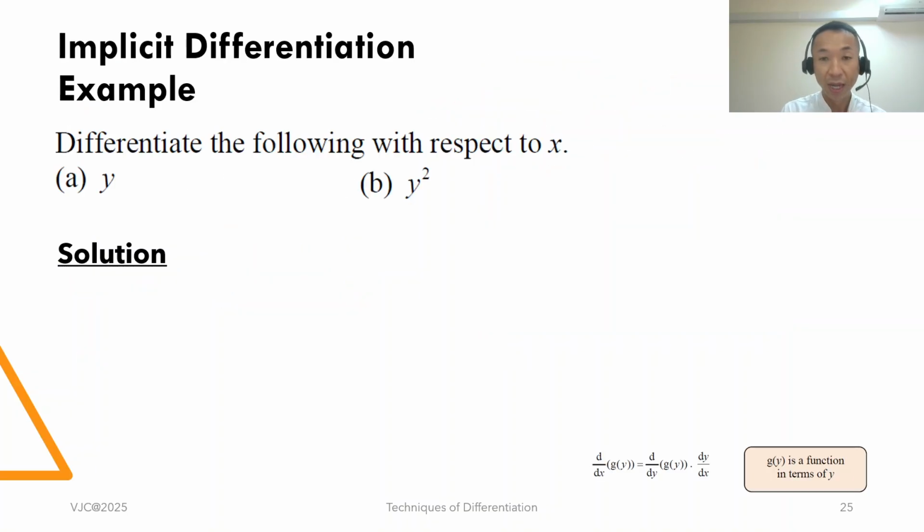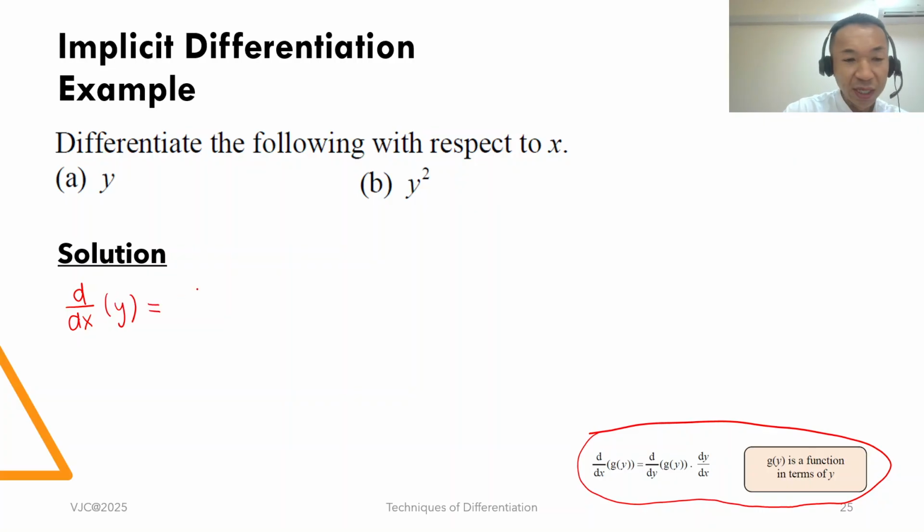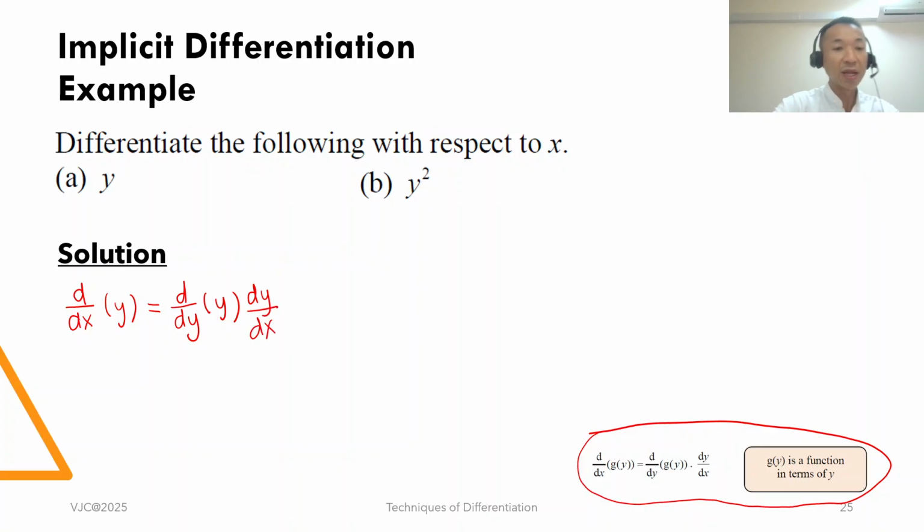If you look at the next example here, there are 4 parts to it, A, B, C, D. Let's solve A and B, which are the easier parts. Bearing in mind this, I'm going to write this here. So differentiate with respect to y. Basically, I differentiate this with respect to y, and then multiply by dy dx. When I differentiate with respect to y, obviously I get 1. Therefore, the answer is 1 times dy dx, which is actually dy dx.